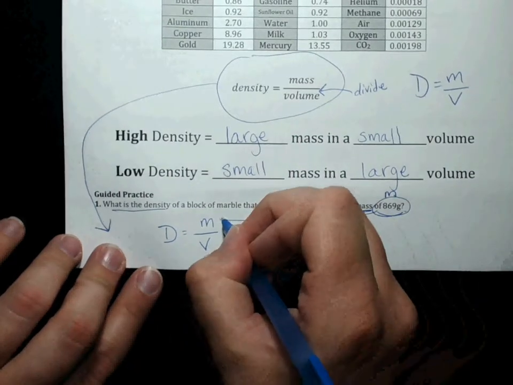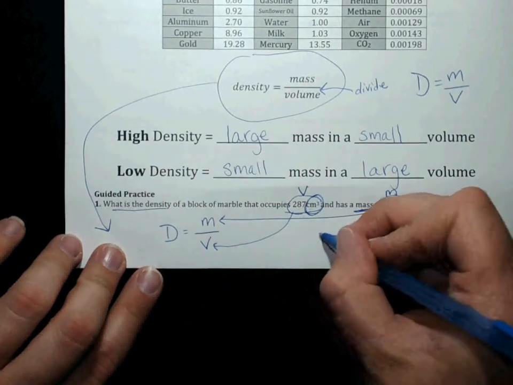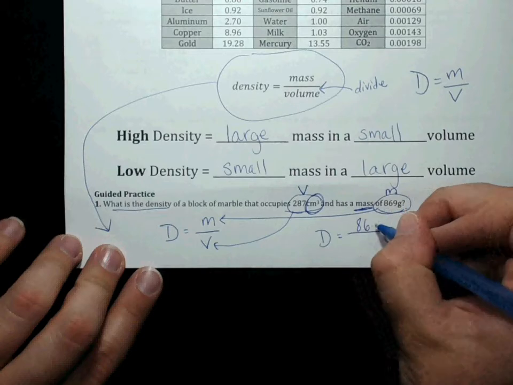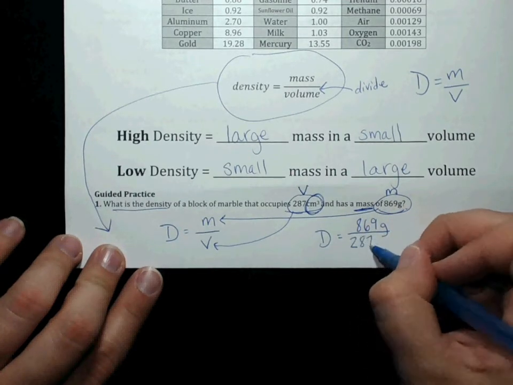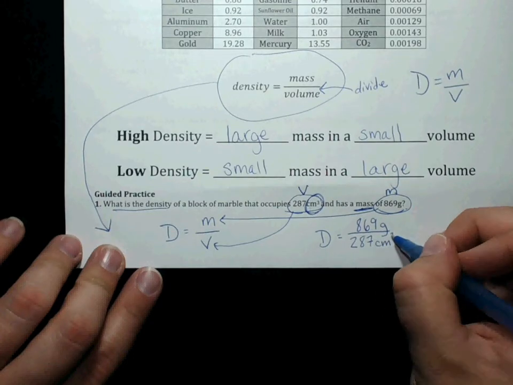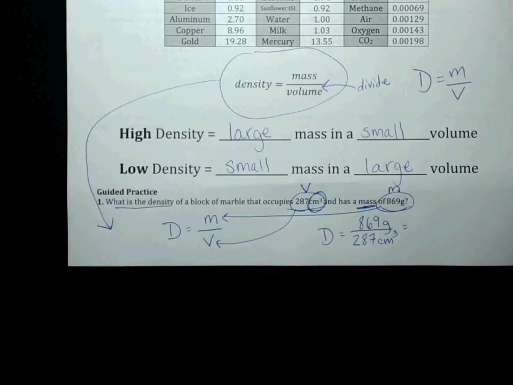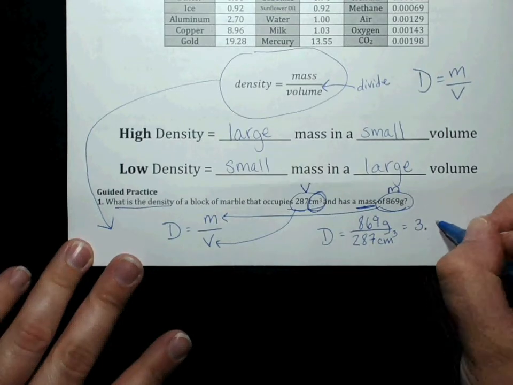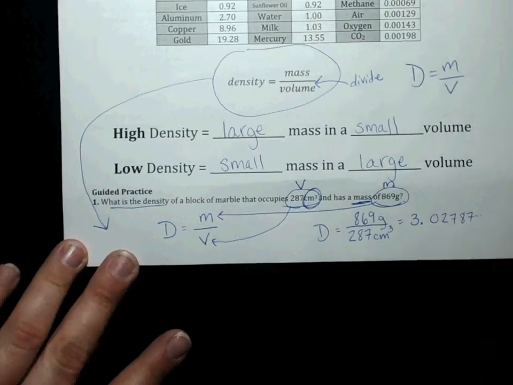We're going to plug this M in here and substitute. We're going to plug this V in here and substitute. So what we're really doing is density equals the mass, 869 grams, divided by the volume, 287 cubic centimeters. And now you can just put this in your calculator. When I put that in my calculator, I get 3.02787, and then there's a bunch of other numbers.